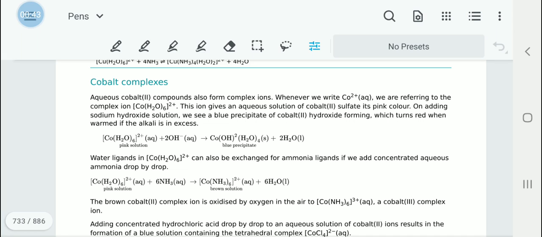Now when you add sodium hydroxide to this solution, just like we saw earlier in copper sulfate, 2 water ligands will be replaced by hydroxide ligands. So that means it will be exchanged. Of the 6 water ligands, 2 will be replaced by hydroxide ligands, and that converts this pink solution to a blue precipitate.